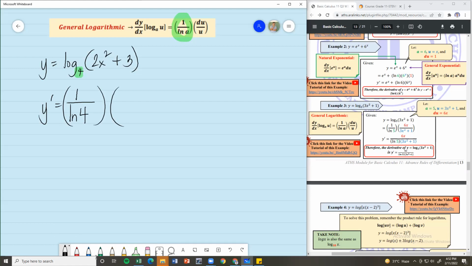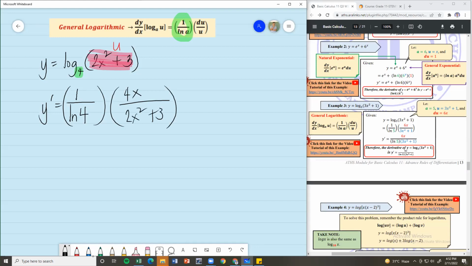After that, you just have to multiply it by du over u. So your u here is this. Ito. This is our u. So we now have du over u. The derivative of u is 4x. Tama? 3 will become 0. 4x over u. So just copy that. 2x squared plus 3. O yun.